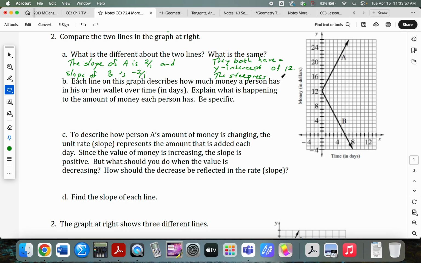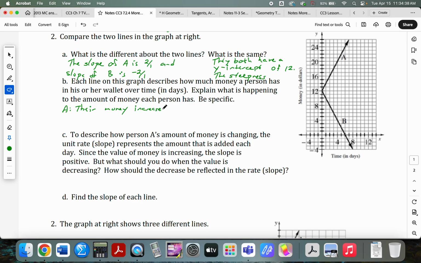So on this it says, each line on this graph describes how much money a person has in his or her wallet over time in days. Explain what's happening to the amount of money each person has. Be specific. So for person A, what's going on? They got a paycheck. Well, let's be way more specific than that. Yes, Ben? Their money increases by $2 every day. Yeah, that's a good way to say it. Well done.